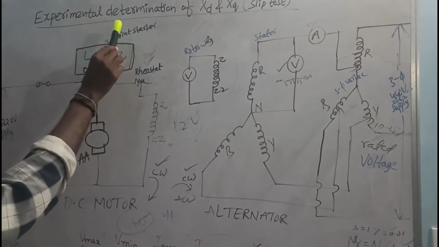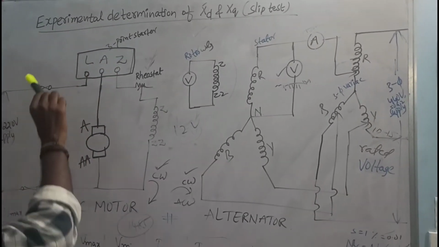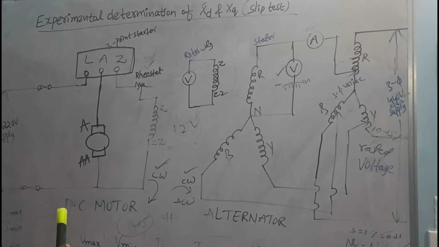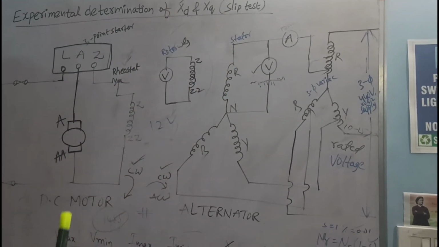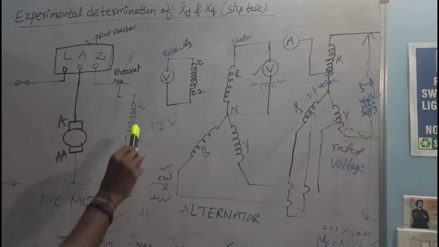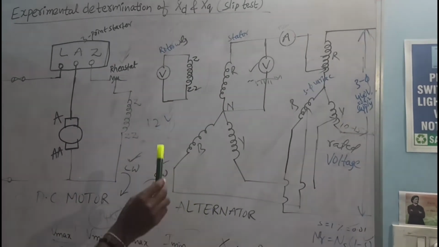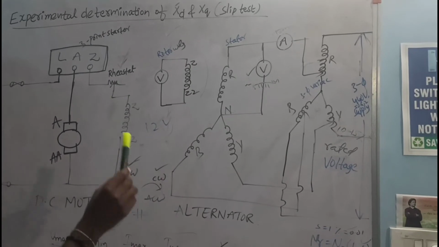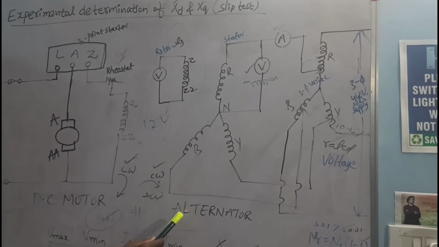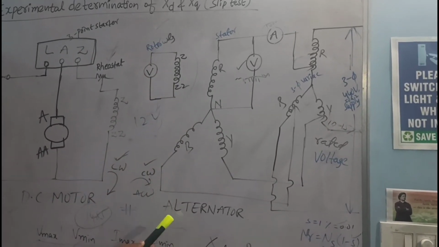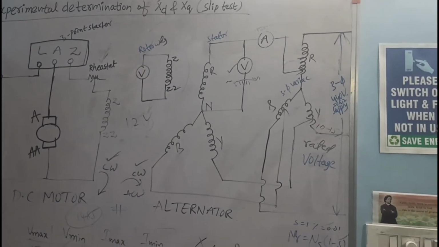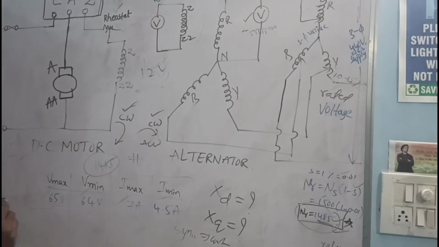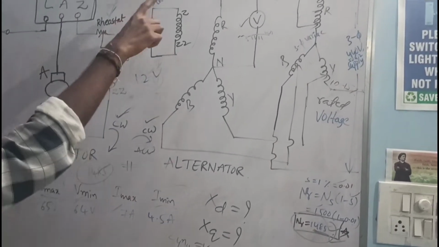So this is one experiment in the machine lab, the slip test. First we may have a doubt: in a synchronous machine or alternator, why do we get slip? Initially NS and NR are both the same, so that's why in the alternator the slip is generally 0. But here we are conducting a slip test.